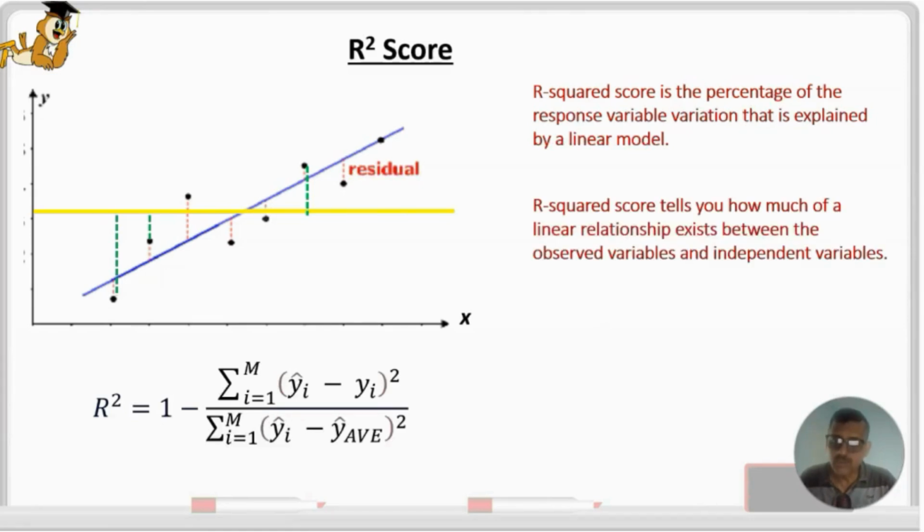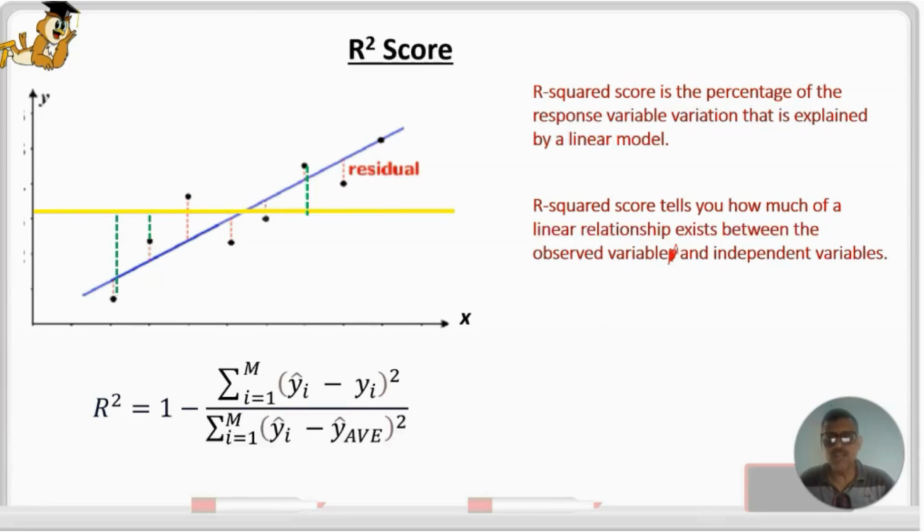It also tells you something else. Assuming that your linear regression algorithm runs correctly the way it's supposed to be run, without mistakes, the R square score also tells you how much of a linear relationship exists between the observed variable and the independent variables. So that's what the R squared score tells you. It tells you if there is a linear relationship between the observed variable and the independent variable.